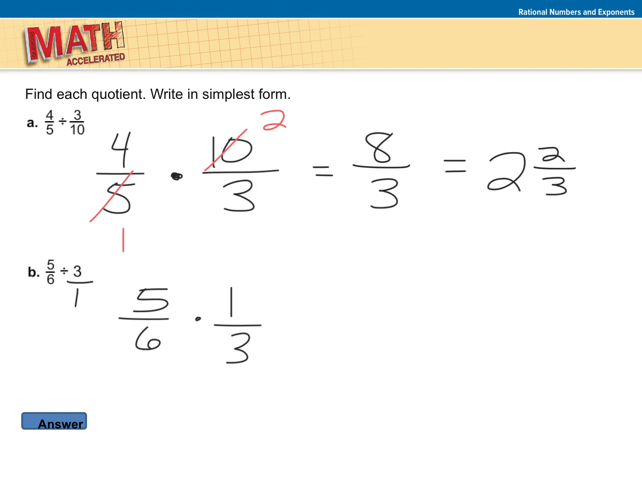No. Why can I not simplify the 6 and the 3? Has to be diagonal, yep. So we multiply straight across. What's 5 times 1? 5. What's 6 times 3? 18. Can I reduce that, or is that our final answer? You can't. That's our final answer. Yep. Any questions over dividing fractions? No.